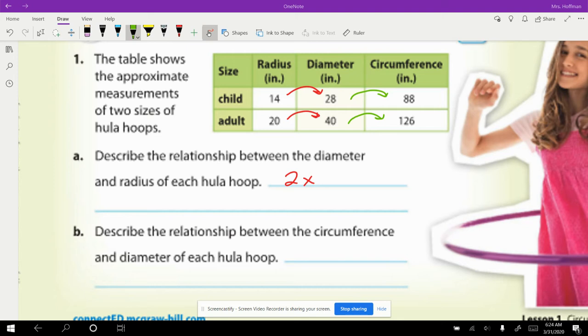Of pi times larger. So if you were to do 28 times pi, you would get approximately 88. And then pi being pretty close to 3, you could have estimated that to be about 3 times bigger. Or 40 times pi is also about 126, or 4 times approximately 3 is about that big. So it's pi times bigger. Let's say pi times. Okay.